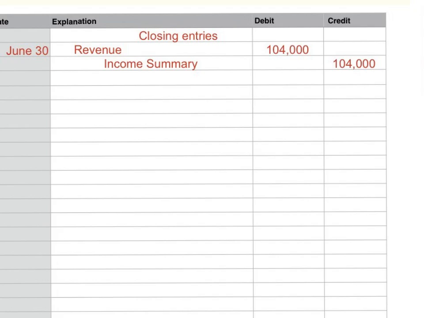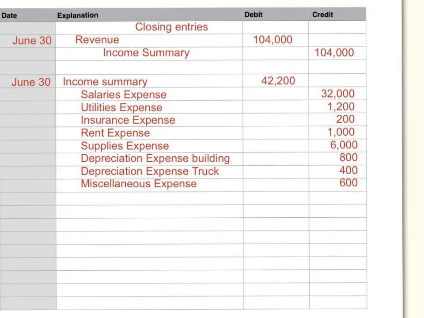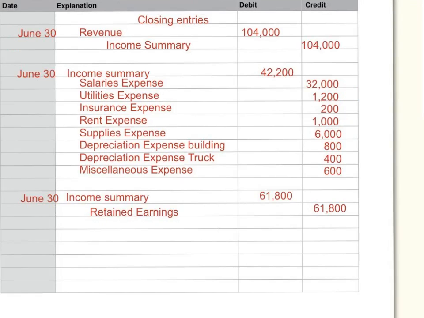We begin with the revenue. The revenue had a credit balance. So to bring it to zero, we debited it $104,000 and we credit income summary. Next, all the expenses have debit balances in the general ledger, so we create a journal entry crediting each one of them throughout the general ledger, all the expenses, and we debit income summary. Then finally, we close out income summary to retained earnings.